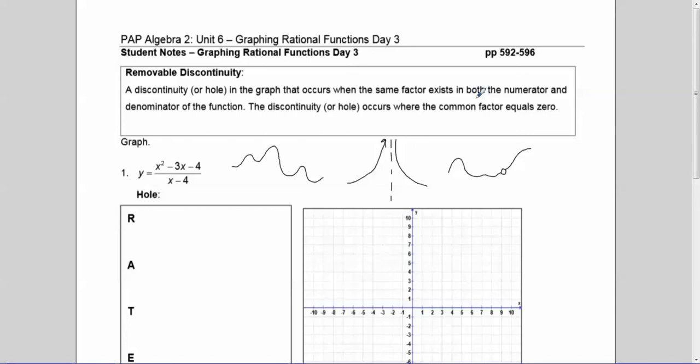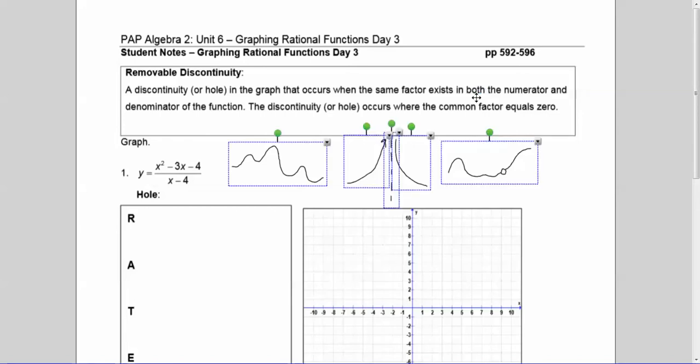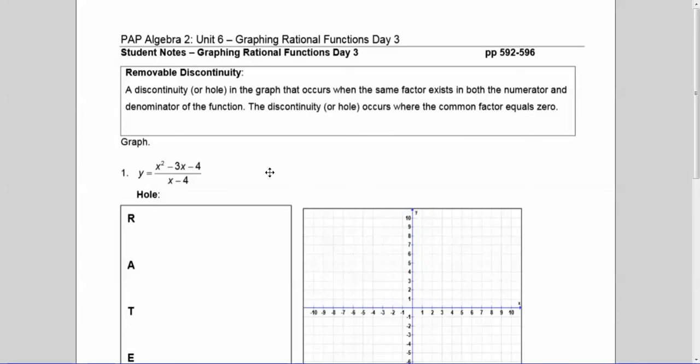Let's go ahead and take a look at the first example here so you can see what that looks like. We will start by factoring. So the numerator is x minus 4 times x plus 1, and that is divided by x minus 4. We have a common factor of x minus 4, so we'll divide out that term. And our simplified function is just y equals x plus 1. When you graph these functions, you will be graphing the simplified version. So let's go ahead and identify our hole and then graph the function.